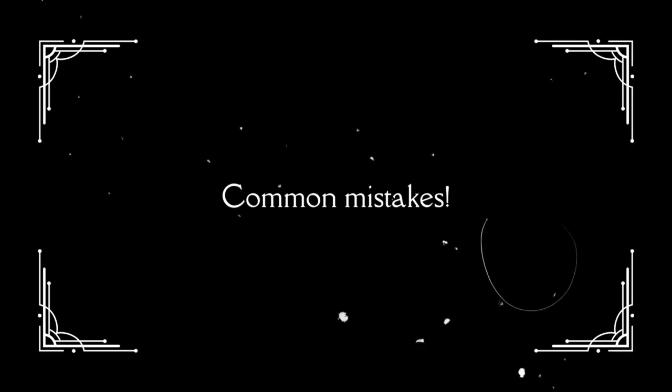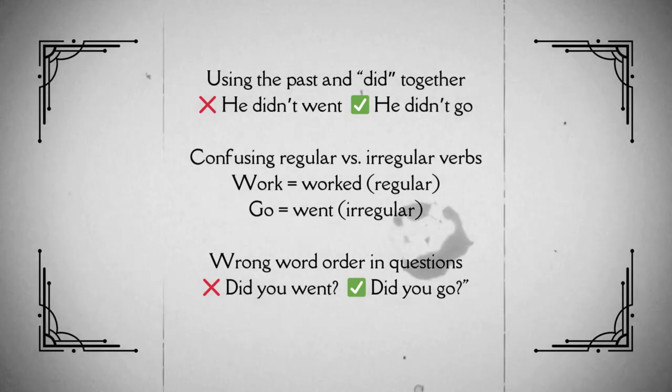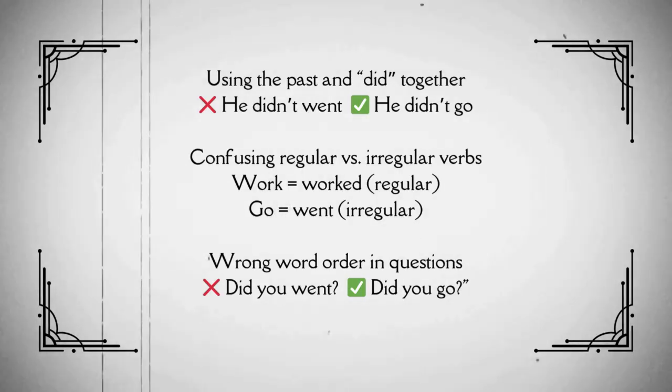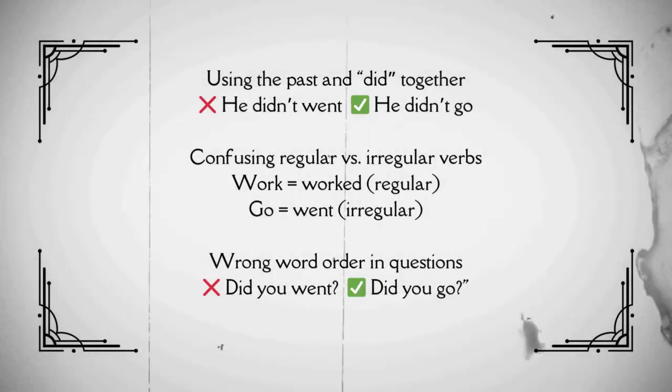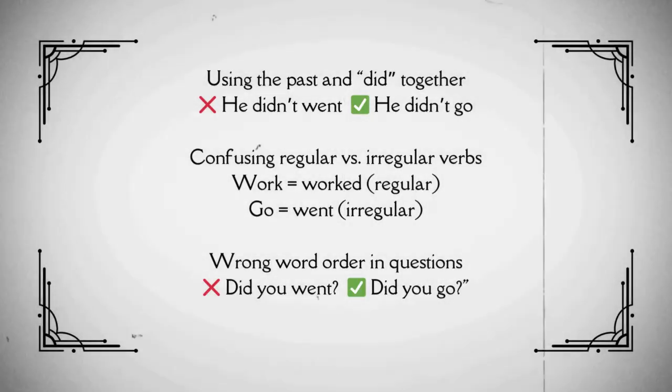Also, if we want to talk about the challenges and common mistakes, some common problems for learners are: first, using the past and did the auxiliary together. It is wrong to say he did not went. We have to use instead he did not go.